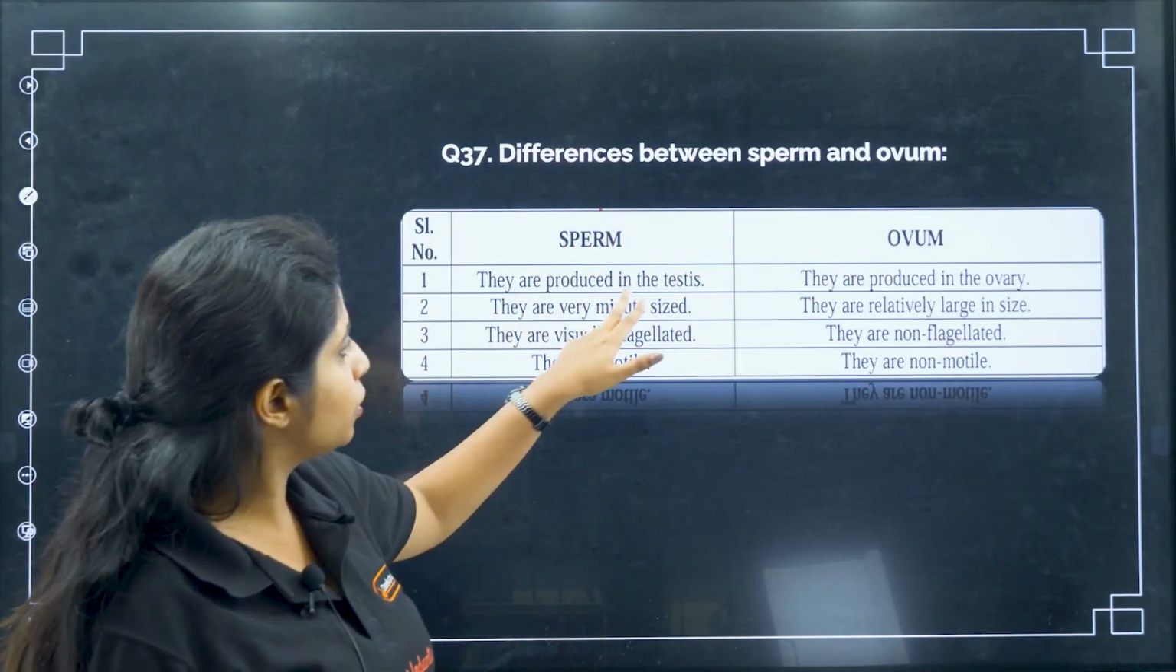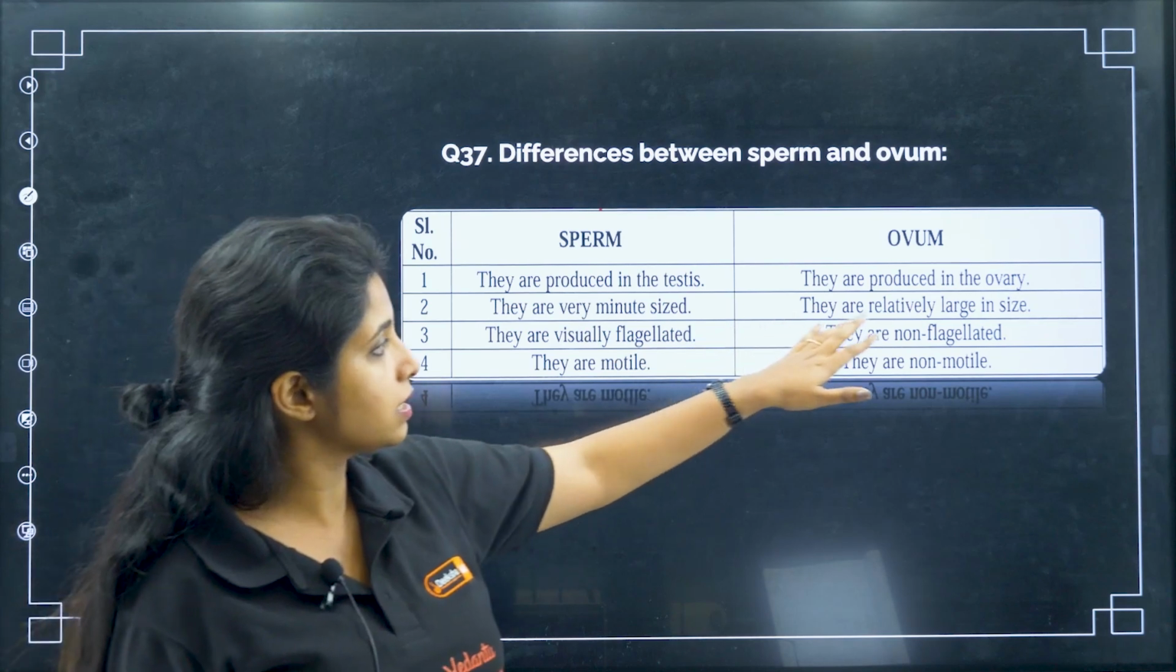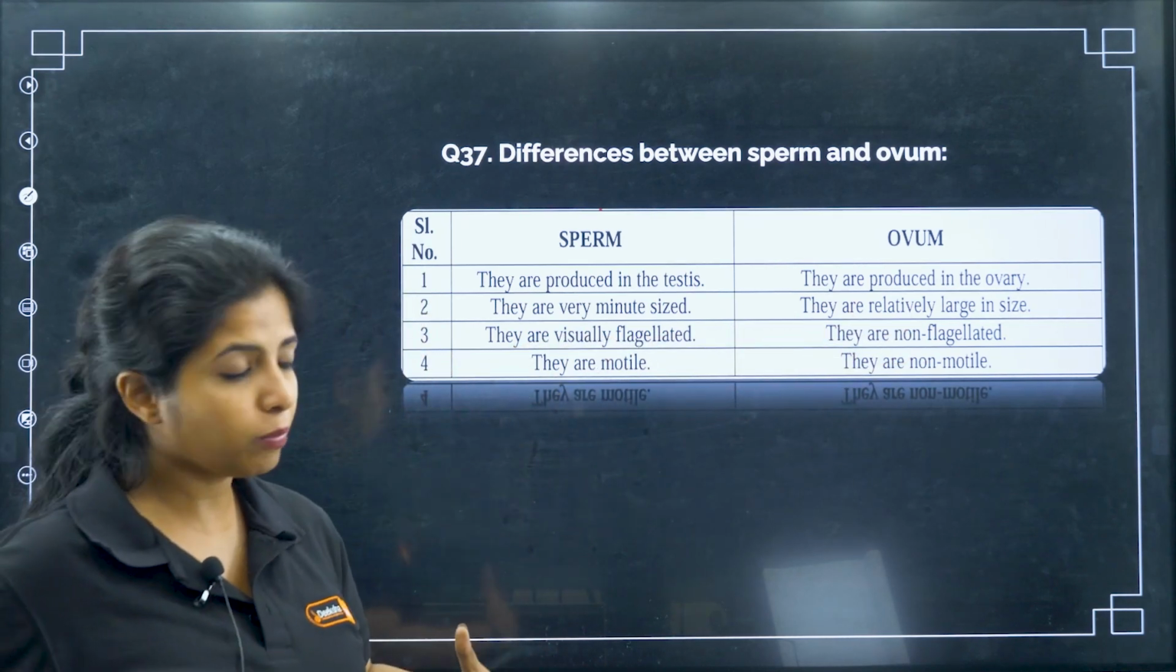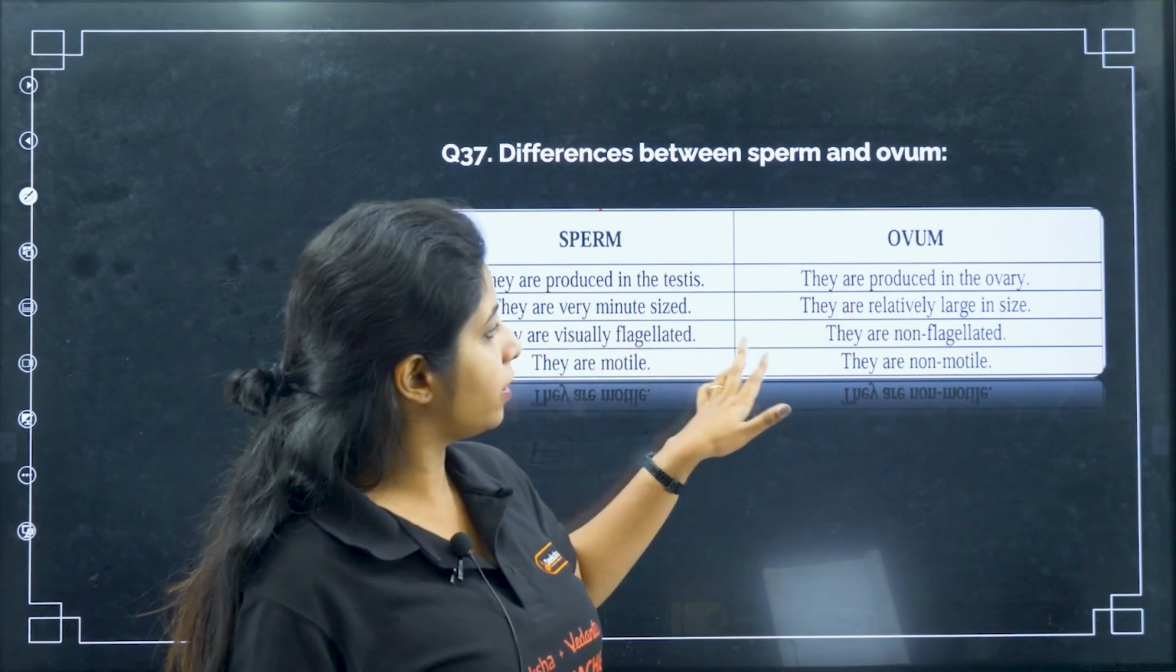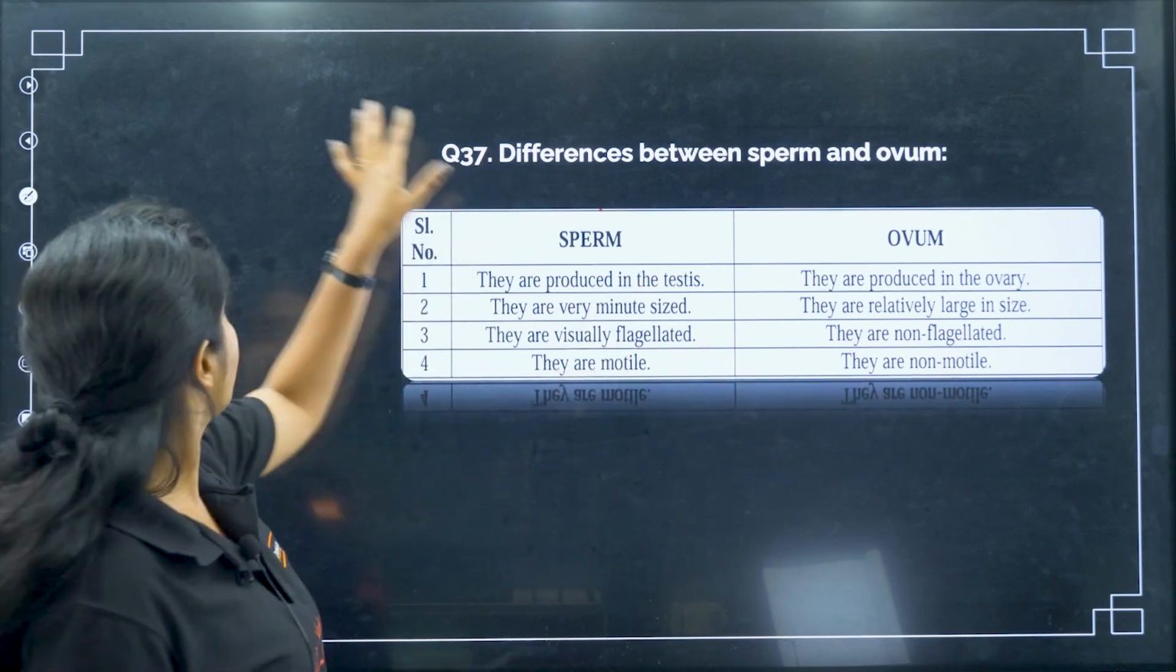Differentiate between sperm and ovum. They are produced in the testes, they are produced in the ovary. They are minute in size, they are relatively large in size. Yes, the biggest cell in the human body, right? They are flagellated, they are non-flagellated. They are motile, they are non-motile.